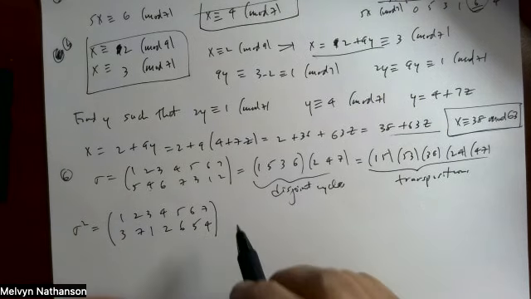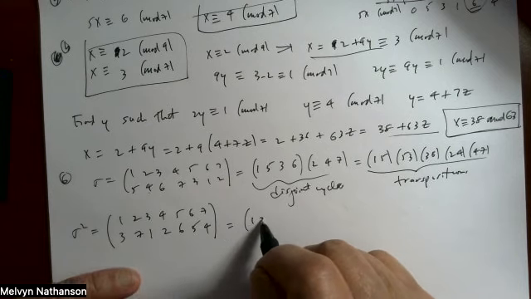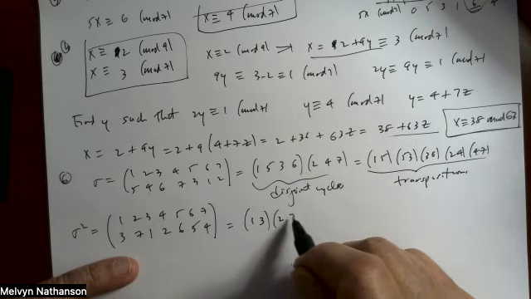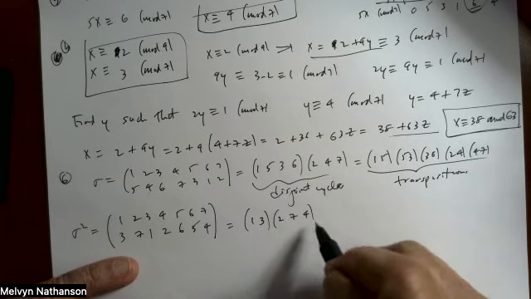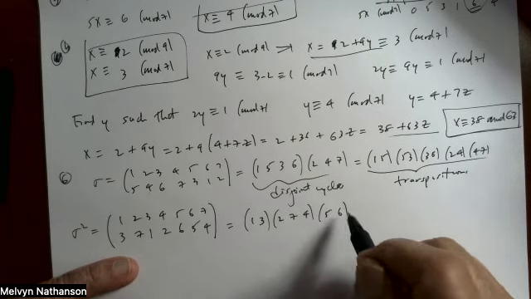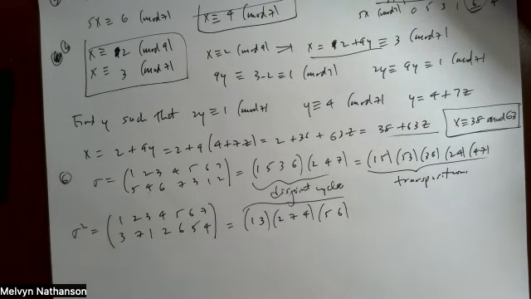So that's sigma squared. And as a product of disjoint cycles, 1 goes to 3, goes back to 1. 2 goes to 7, goes to 4, goes back to 2. 5 goes to 6, goes back to 5. So this is also the decomposition of sigma squared as a product of disjoint cycles.